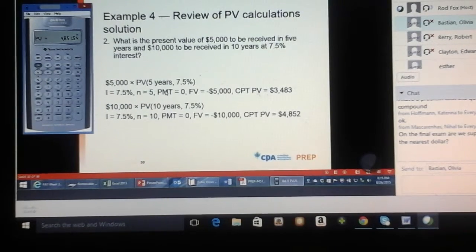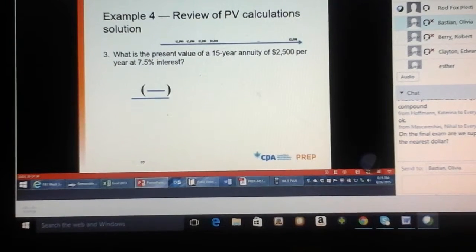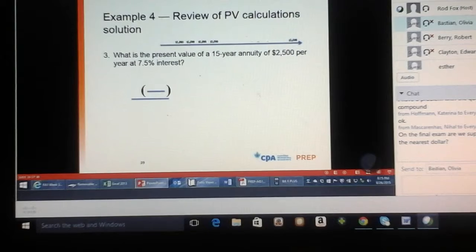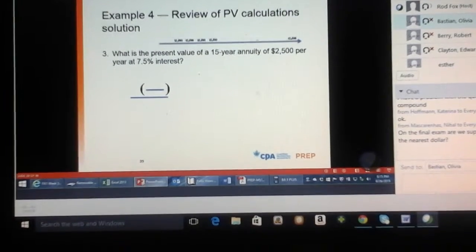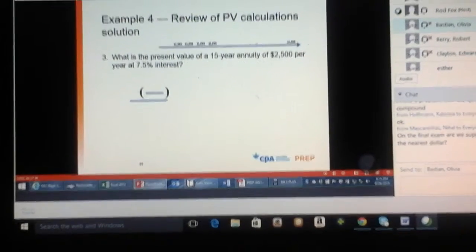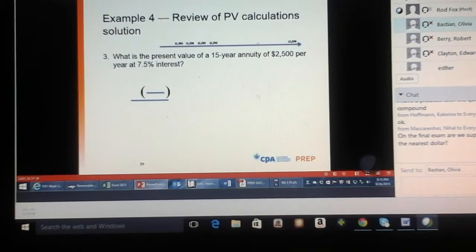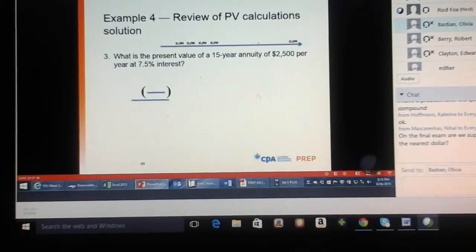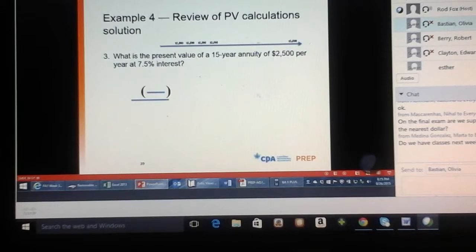Let's take a look at the third one. What is the present value of a 15-year annuity of $2,500 per year at 7.5 interest? So this is easy because if we have an annuity, that means we're paying or we're receiving $2,500 every year.